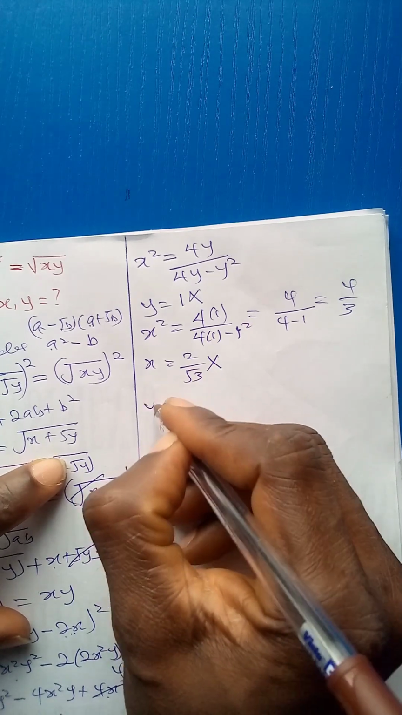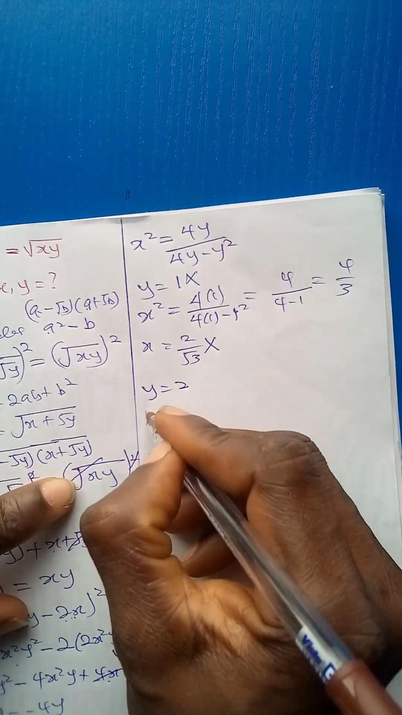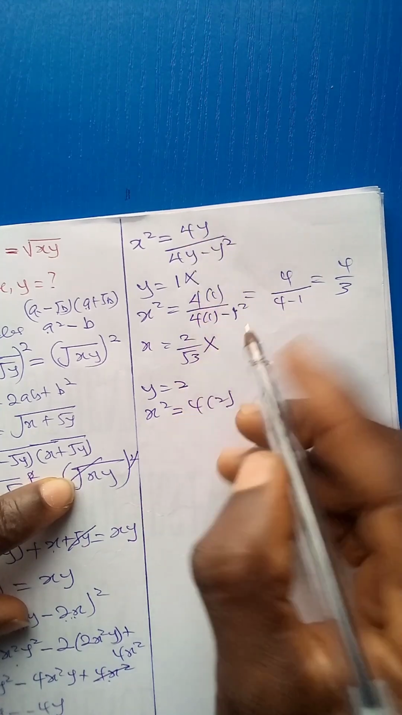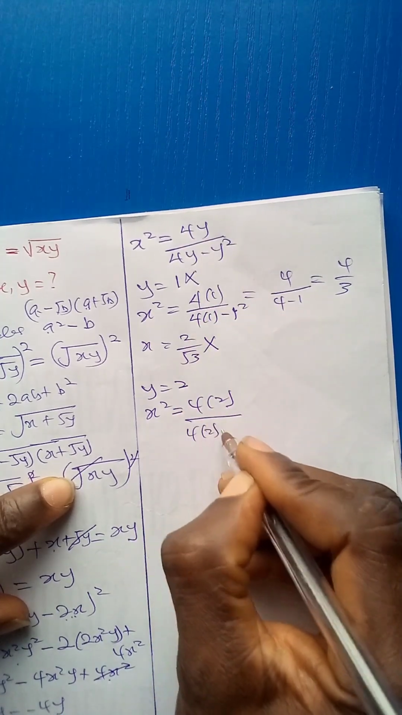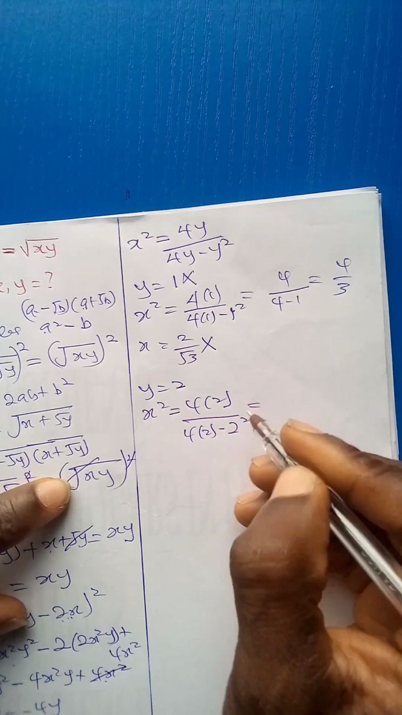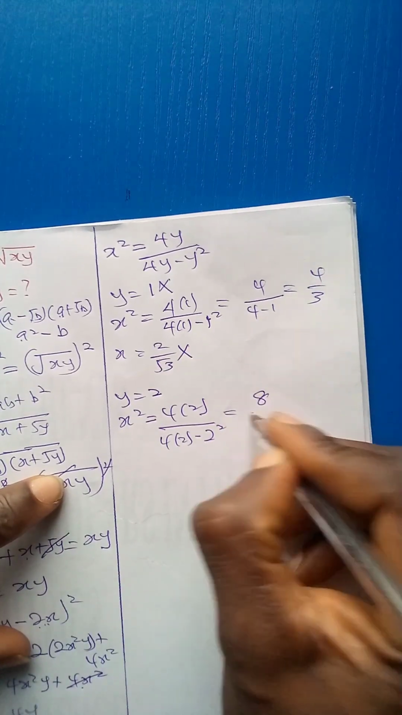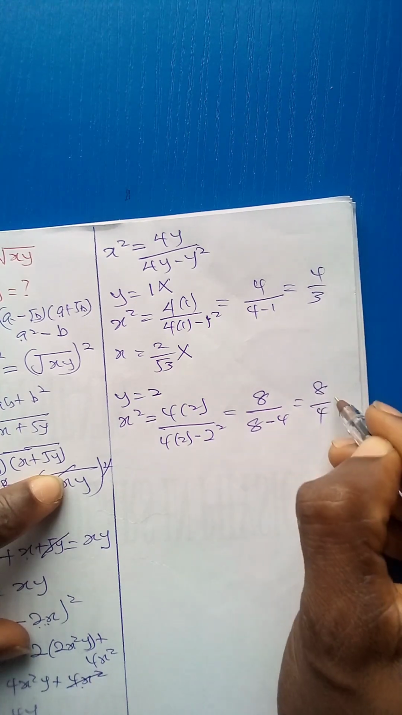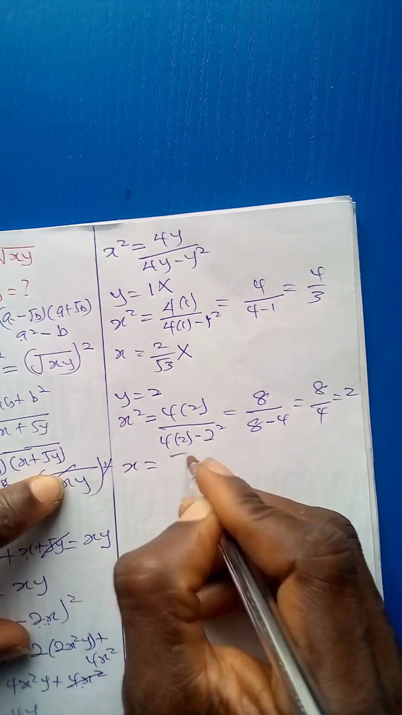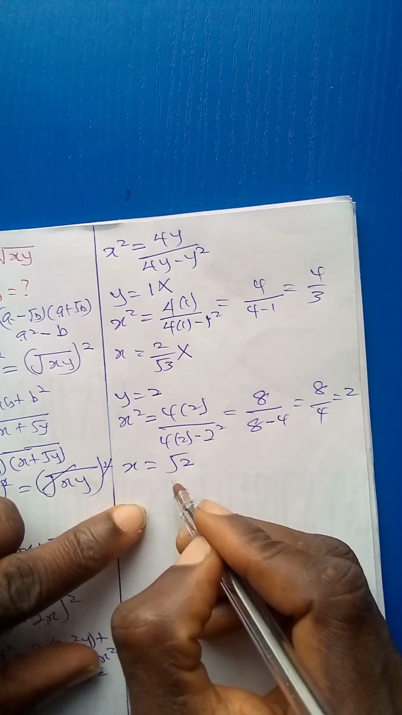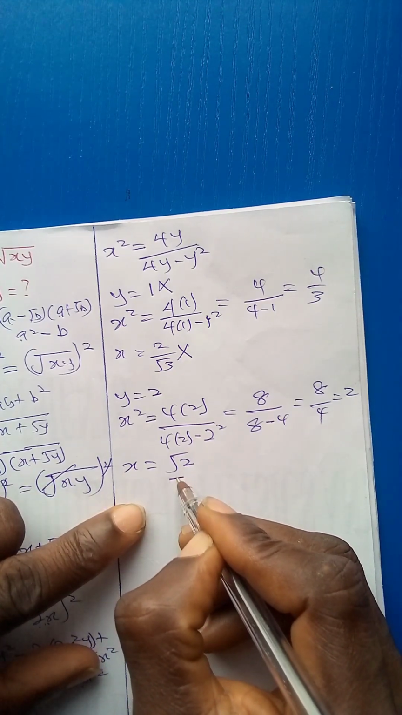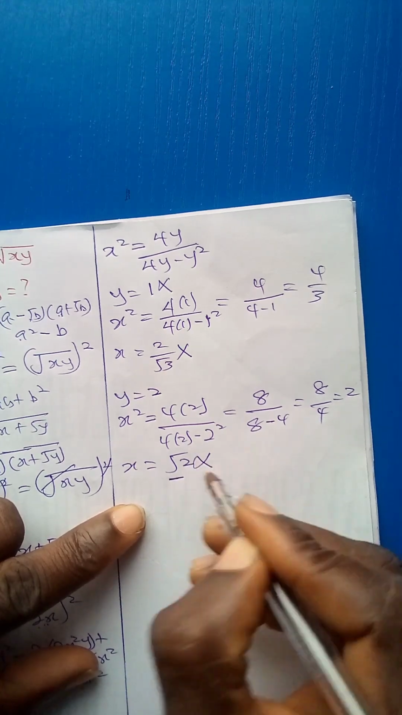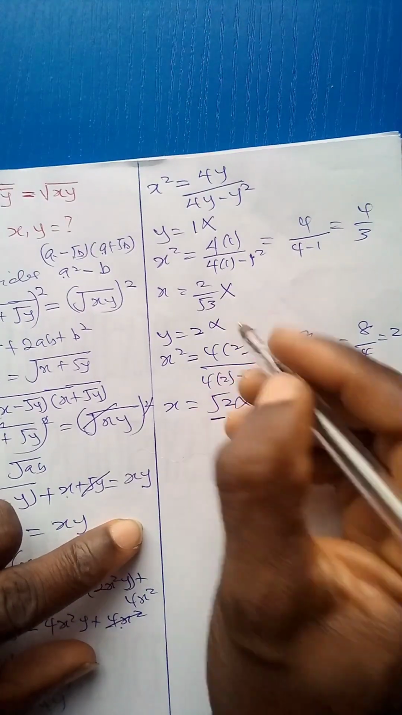Again, let us try with y equals 2. If that's the case, x squared is equal to 4 times 2, that is 4y here, all over 4 times 2 minus 2 squared, which will be equal to 8 over 8 minus 4, which is 8 over 4, and it is 2. So x equals the square root of 2. Again, this is not a whole number, rather this is an irrational number. So this is not a solution.